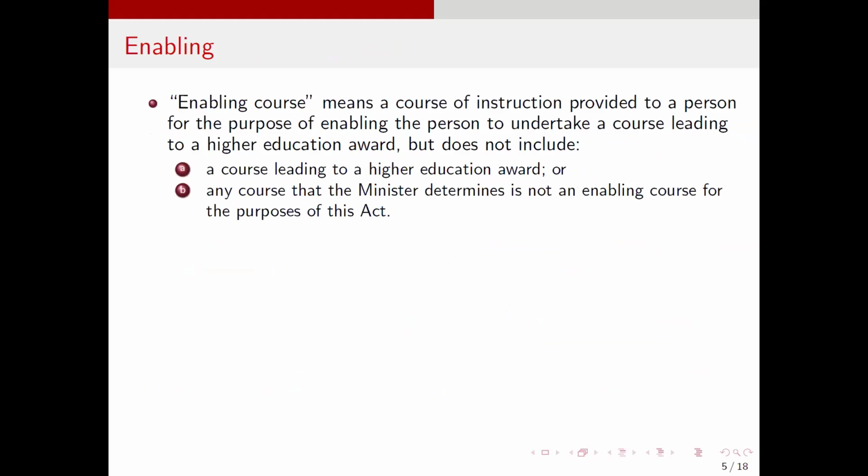Here's what the government said is an enabling course. This is from the Higher Education Support Act 2003. Enabling course means a course of instruction provided to a person for the purpose of enabling the person to undertake a course leading to a higher education award, but does not include a course leading to a higher education award. So it is genuinely preparing students for entry into something that will then give them a certificate at the end.